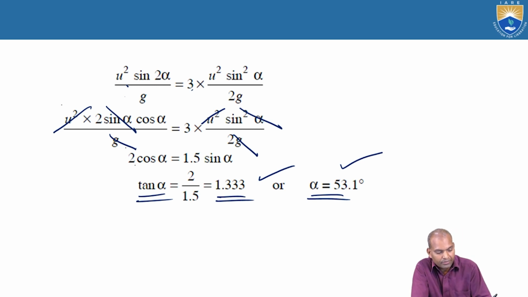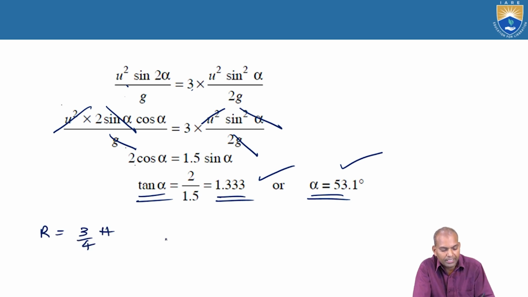Now suppose in some of the problems, range is u square sine 2 alpha by g and maximum height is u square sine square alpha by 2g. Suppose in some cases the horizontal range equals 3 times the maximum height. Then in that case, what is alpha? What is the angle of projection? What is the range?